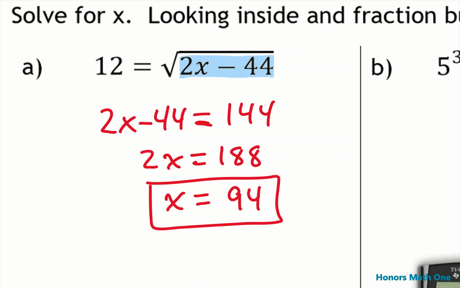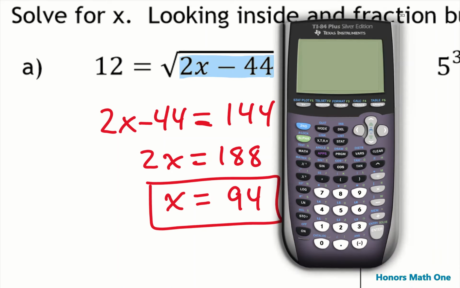Now again, it's so quick to check. It's just worth doing all the time. So I'm going to grab the square root symbol, and I'm going to go 2 times 94, and then I'm going to subtract from that the number 44. When I press enter, you can see I get exactly 12. So 2 times 94 minus 44 is 144, and it gives me an answer of 12 when I take the square root.